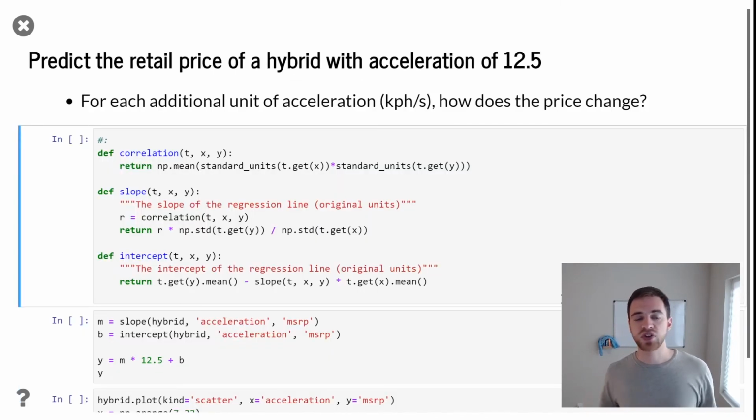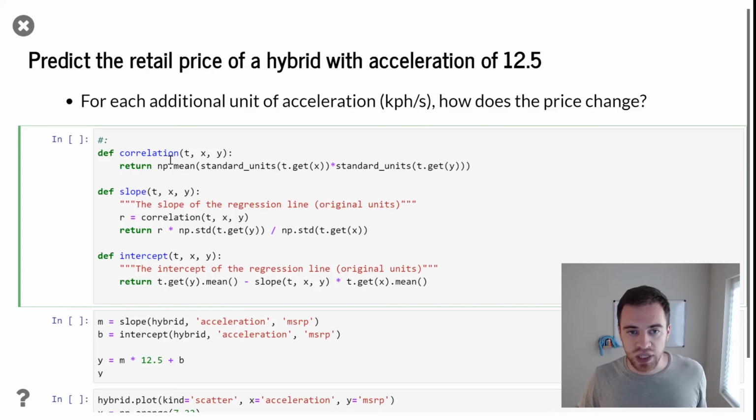Okay, so let's try to predict the retail price of a hybrid car with acceleration of 12.5. We know that as acceleration increases, price increases, but by how much? If I make a car which accelerates 1 kilometer per hour per second faster, how much more expensive is it? Okay, so let's write some functions here.